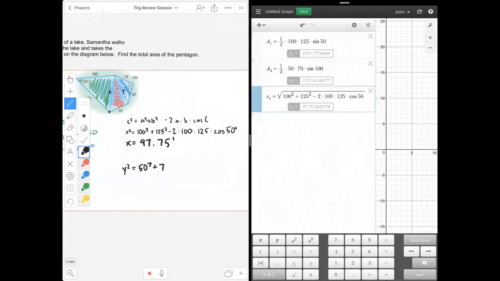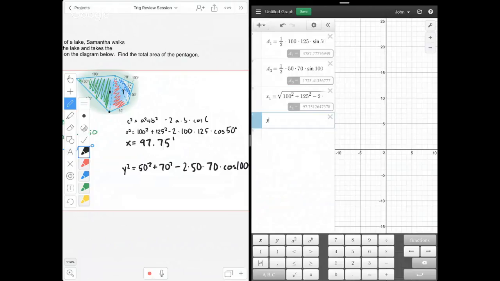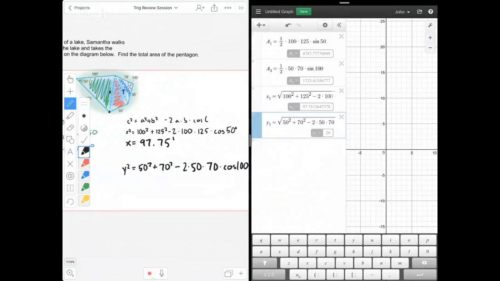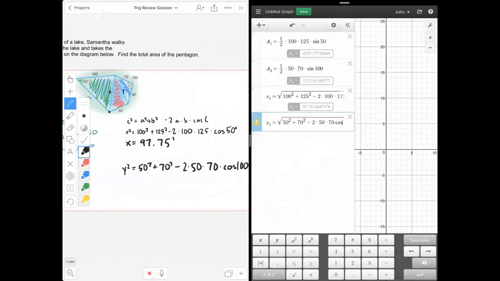Then I'm going to do the same thing for y, saying that y squared equals 50 squared plus 70 squared minus 2 times 50 times 70 times the cosine of 100 degrees. In Desmos, it's nice to name it not y, because then it'll start graphing, and I don't want it to graph. So I'm naming it y1, the square root of 50 squared plus 70 squared minus 2 times 50 times 70 times cosine of 100. And the value of y is 92.82.